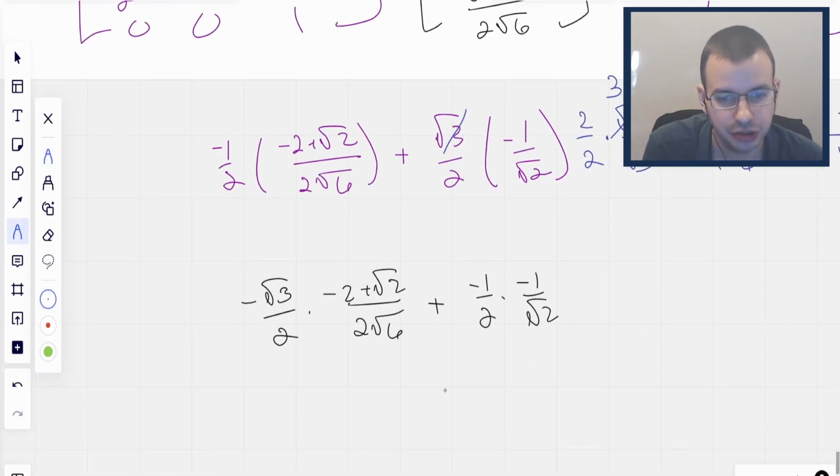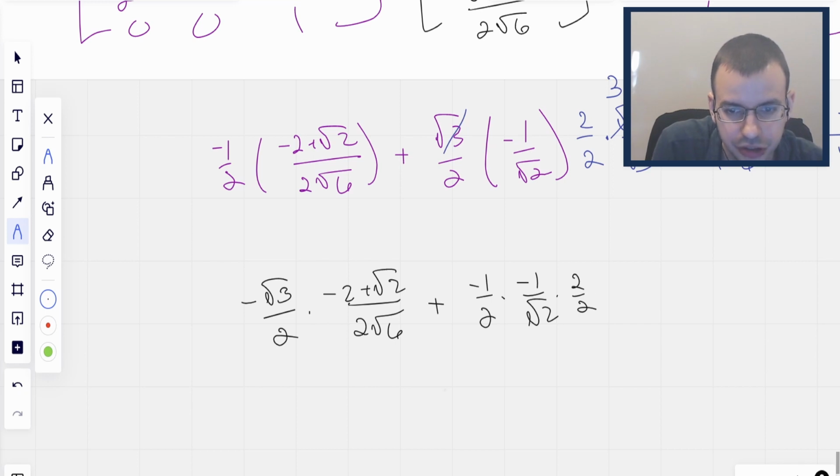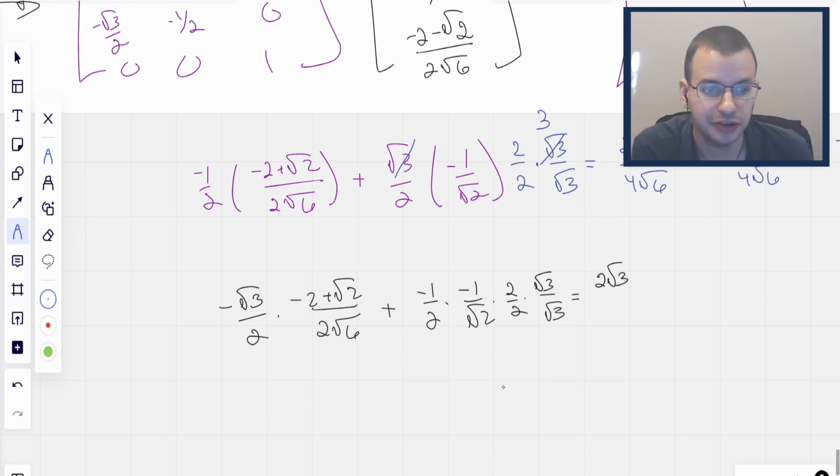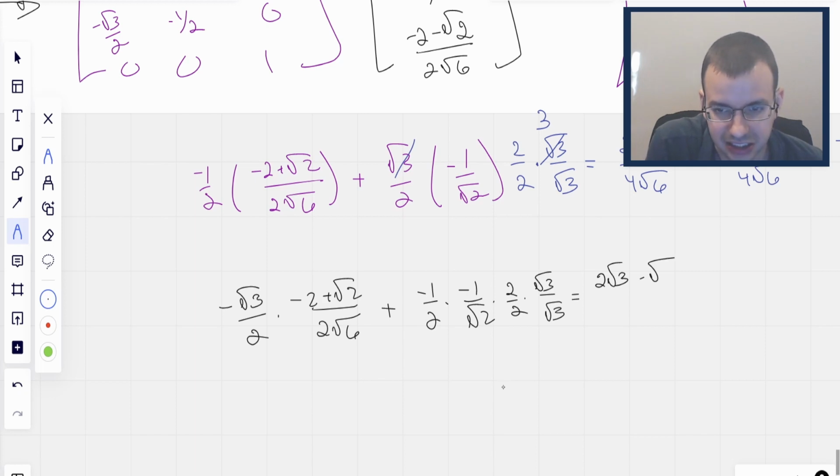And to get these into a common denominator, we're going to multiply by 2 over 2. That way we get this extra 2, and we're going to do a square root of 3 over square root of 3 to get that square root of 6. And so then this top part is going to be 2 square root of 3. So negative 2 times negative square root of 3 gives 2 square root of 3 minus square root of 6, because square root of 2 times, yep.